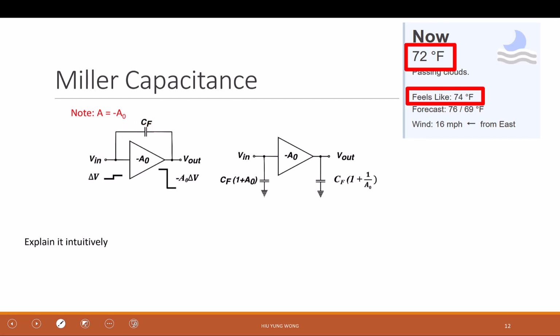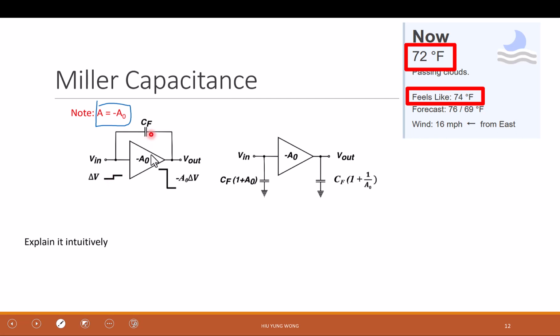It turns out it is not CF, because we try to do what we did earlier. We try to do the Miller theorem. We break it into CF times 1 plus A0 and CF times 1 plus 1 over A0. Now you may ask why now you become plus, because the gain is negative this time. Here we have A equals negative A0. So I'm doing 1 minus negative A0. So that's why it's 1 plus A0. That's why you won't get negative capacitance in this case in our class, because we always have a negative gain to make the system stable. Okay?